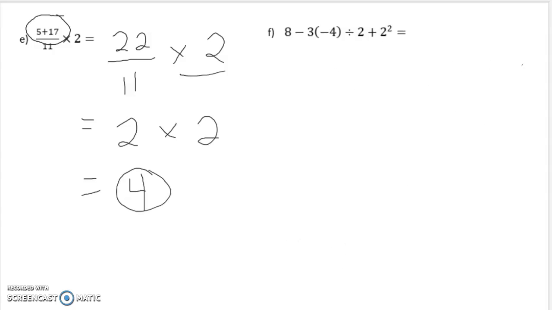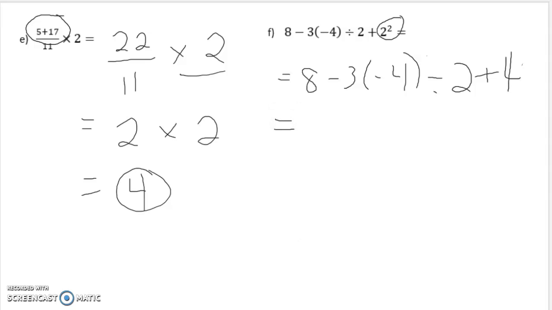Okay, for F, we have 8 minus 3 times, in brackets, negative 4, close the bracket, divided by 2 plus 2 squared. The first thing we need to think of is BEDMAS. There's brackets, but there's nothing we can really do in the brackets. So now we go to exponents, and we do have an exponent there. I'm going to rewrite this, equals 8. Everything stays the same. I'm just doing one step per line, divided by 2, plus, and then we know that 2 squared is 4.